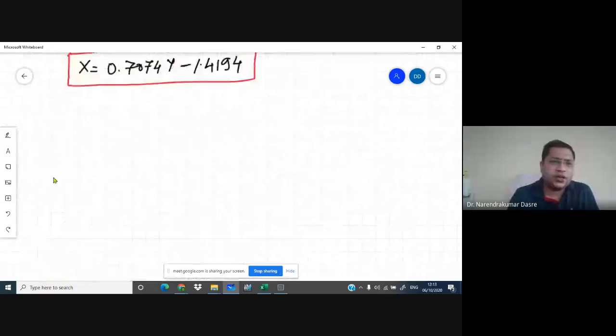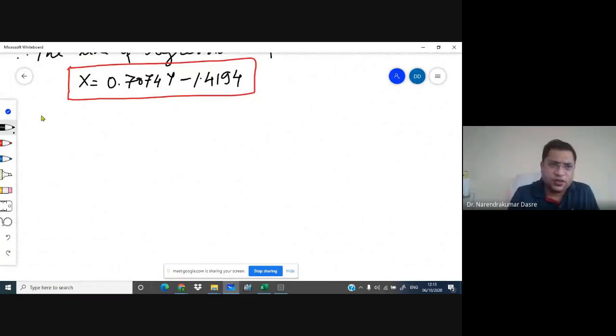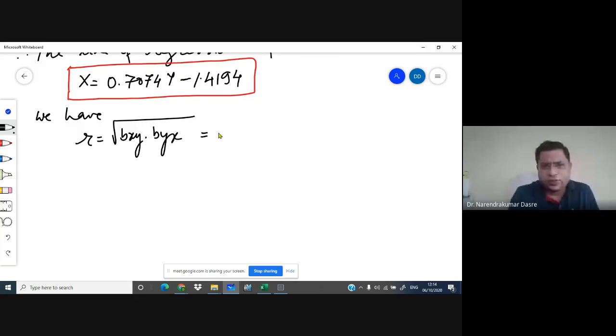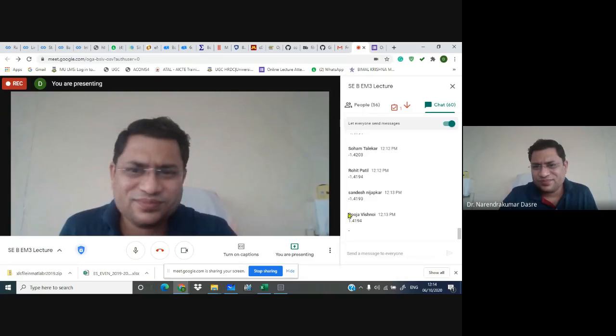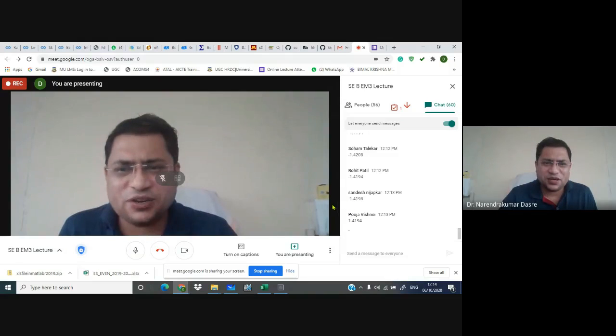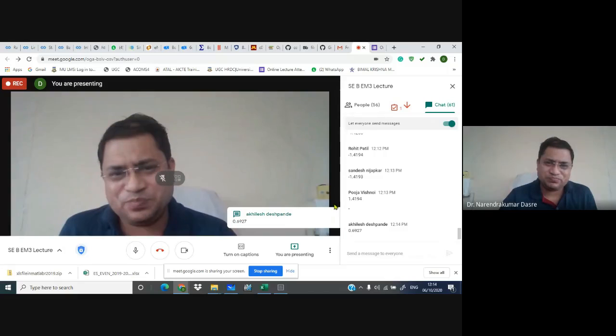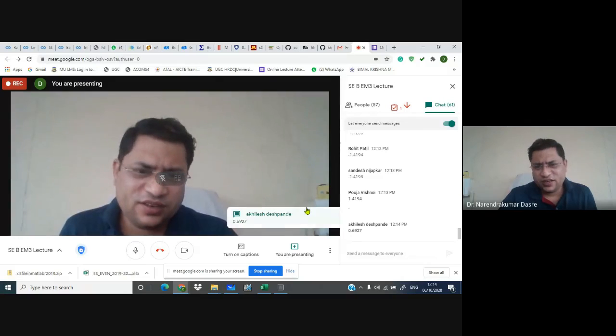Okay, so in remark one, I have given the value of r. We have r is the square root of bxy into byx. So it is going to be the square root of 0.7074 into 0.6785. And moreover, you can see both these coefficients are positive, so the value of r will be positive. So what is the value of r you are getting? It is the positive square root of the product of the two regression coefficients.